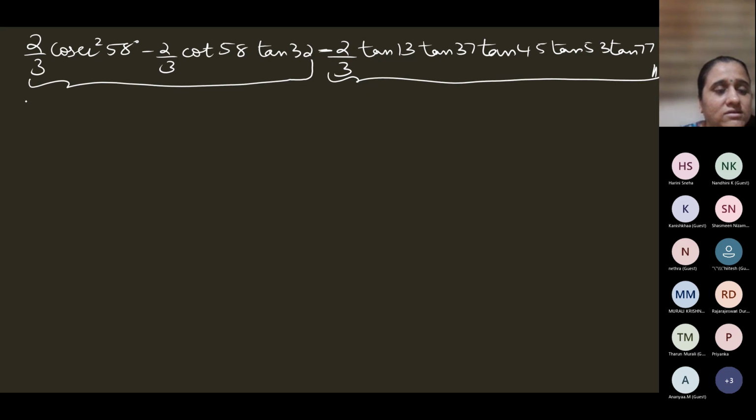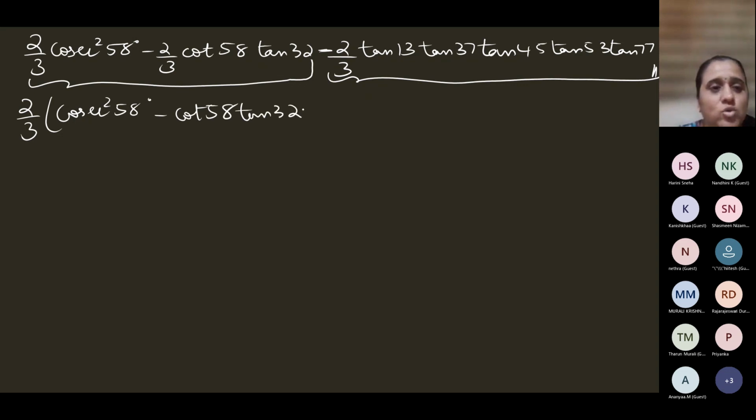So as we did earlier, we have to first take out 2 by 3 common. So we have cosecant square 58 minus cot 58 tan 32. I'm just taking out 2 by 3 common now. Cosecant square 58 minus cot 58 tan 32. Close the bracket. And minus 2 by 3. Here again, we group the ratios where the angles are complementary.